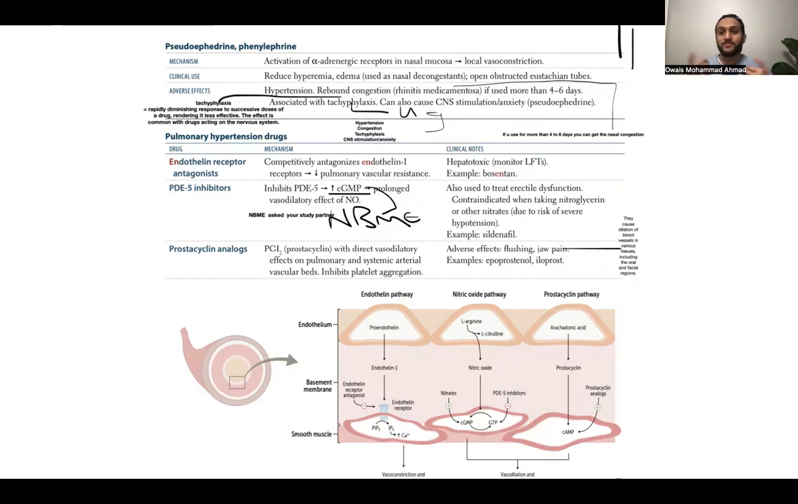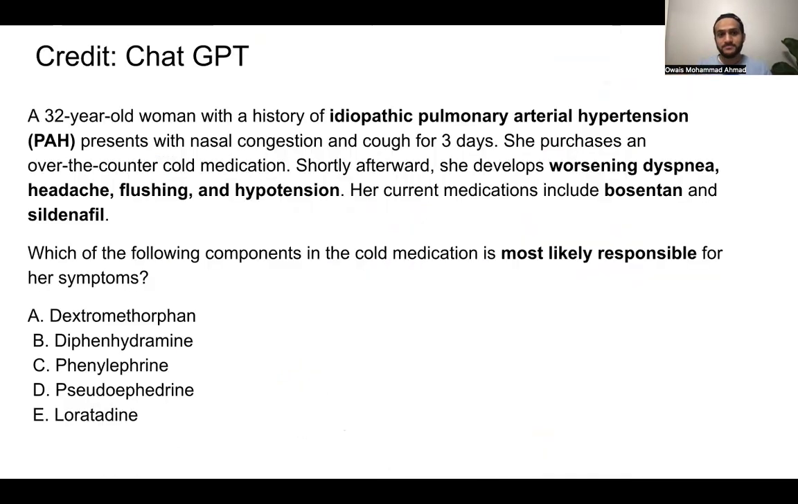Pulmonary hypertension drugs are like antihypertension drugs. You're going to block endothelin and phosphodiesterase, and you're going to increase your nitric oxide. Prostacyclin analogs are there to inhibit platelet aggregation. Okay, let's come into a question.